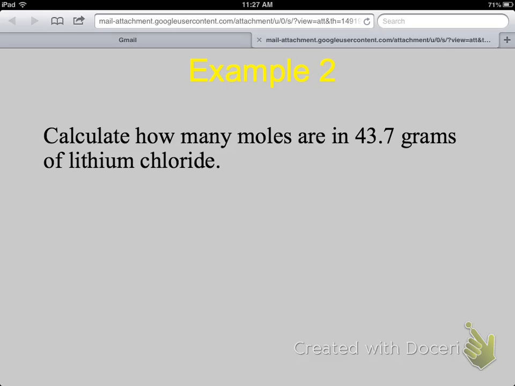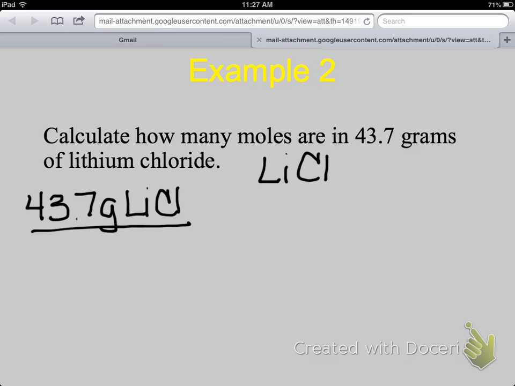Next example, we're going to do the reverse. So this time I'm starting with 43.7 grams of lithium chloride. I've got to figure out the formula. So lithium, Li, chloride, Cl. Lithium's a +1, Cl's a -1. No subscripts needed. Perfect. All right, let's get going. So we have 43.7 grams of lithium chloride. Take what's given, put it over 1.